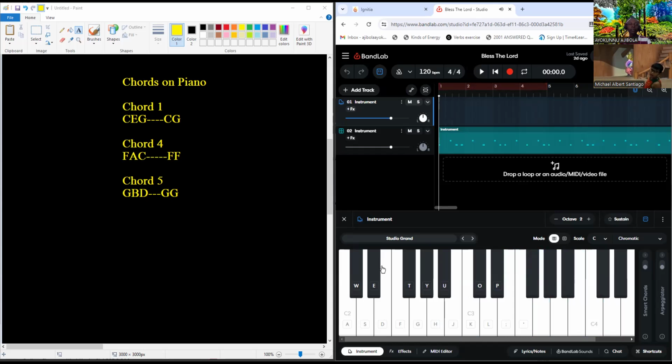So now, when it is time to play the real chord, you can use your left hand. You play this on your left hand. That's for chord 1. Then for chord 4, you play this. Then for chord 5, you play this. Can you see it, Miggy?